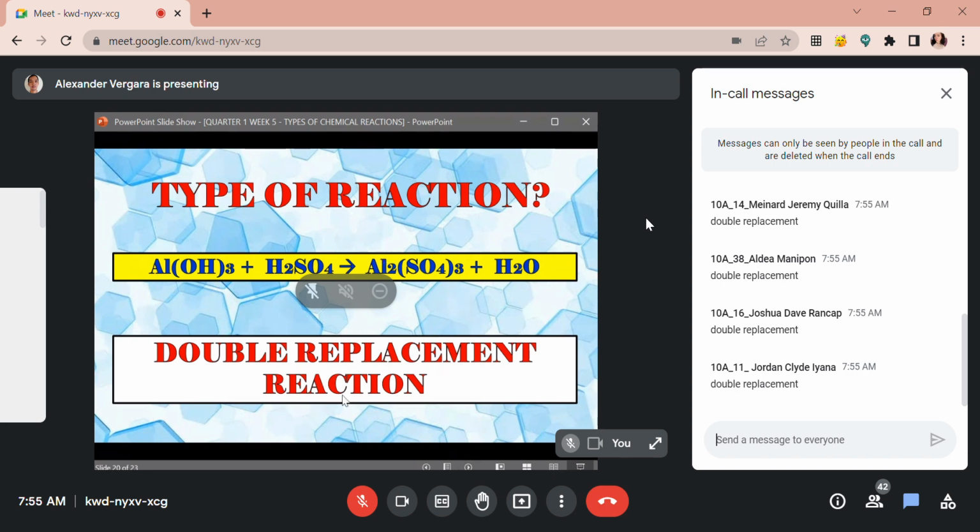Teacher, why did you say that this is a double replacement reaction? Look at the aluminum oxide, they are together, and then on the product side, aluminum and sulfate are now together. You get the point? So that's why it is double. And here, hydrogen gas is together with the sulfate. Then after that, the hydrogen's pair is oxygen already.